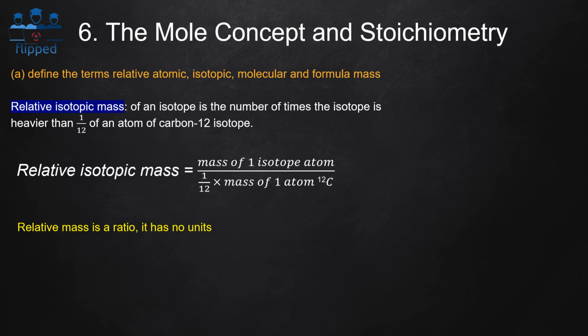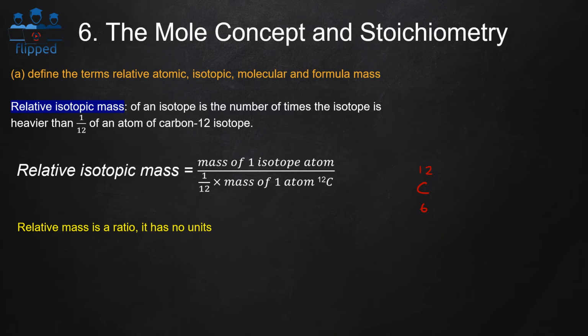So this is talking about relative isotopic mass. We are talking about the second one now. The relative isotopic mass of an isotope is the number of times the isotope is heavier than 1/12 of an atom of the carbon-12 isotope. Recall that 12C is written as such, 12C6. If I'm using 1/12 times this 12, it'll give me 1. So whatever mass of my isotope I have here is my relative isotopic mass.